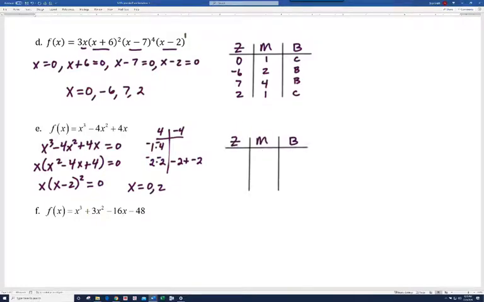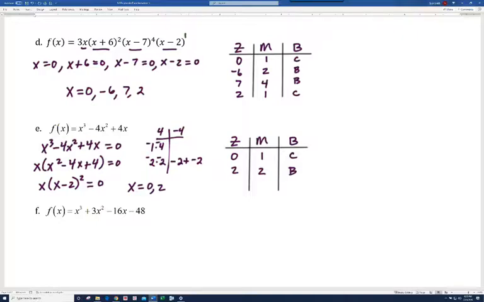So if you make a ZMB chart, our zeros are 0 and 2. x = 0 has a multiplicity of 1. x = 2 has a multiplicity of 2. And so we're going to cross at (0, 0). And on the graph, you would bounce at the x-intercept (2, 0).